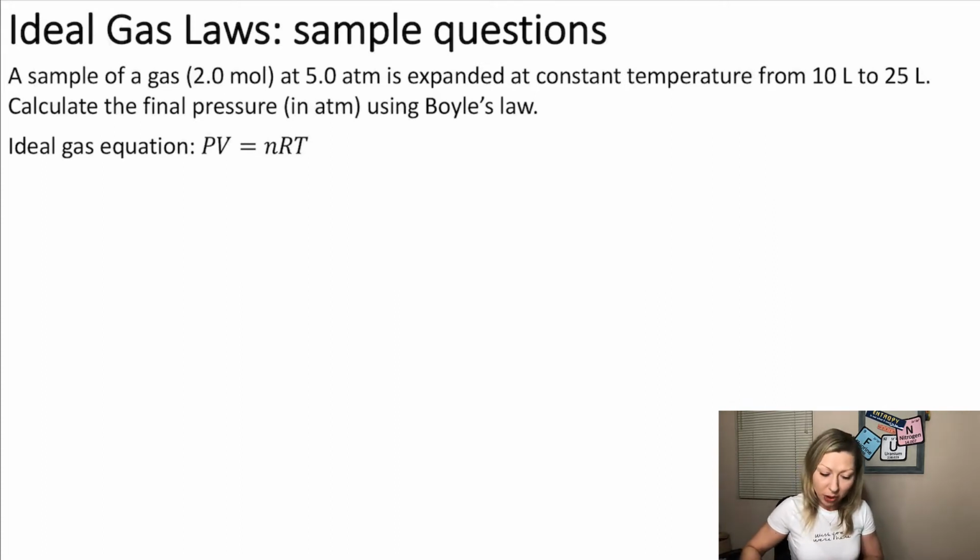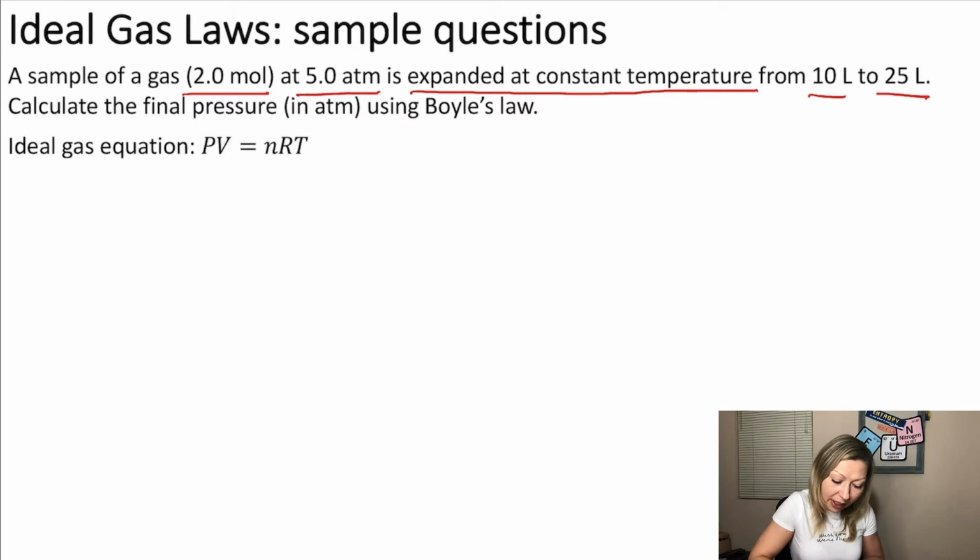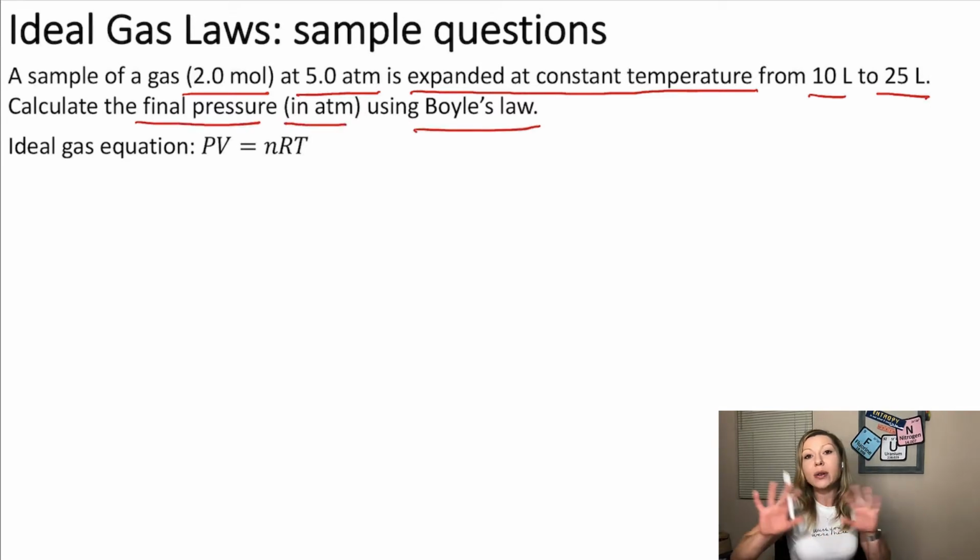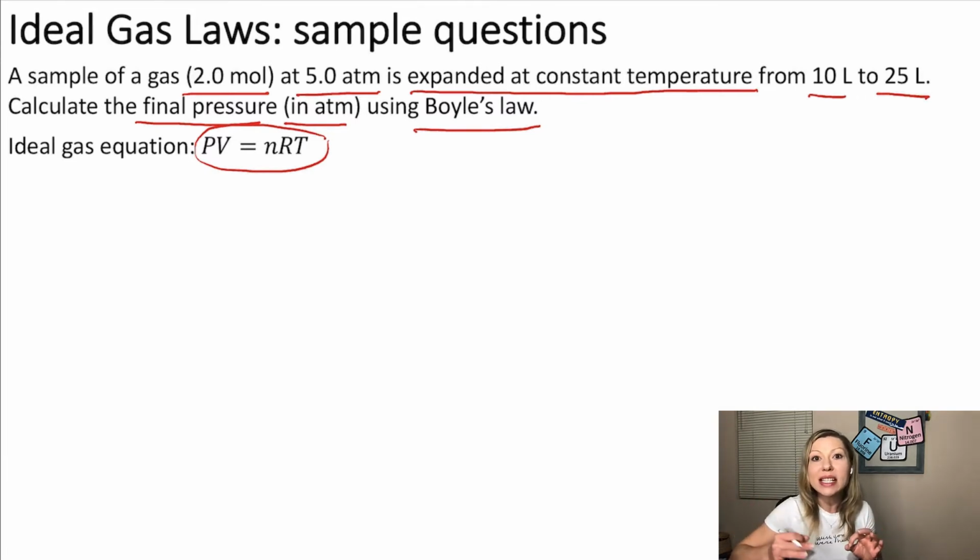In the first sample question, we have a gas, 2 moles of it, at 5 atm pressure, and it is expanded at constant temperature from 10 liters to 25 liters. We have to calculate the final pressure in atm using Boyle's law. So let's assume that we don't know Boyle's law, we only have the ideal gas equation right now. Now, what happens in this question? Let's try to analyze it.